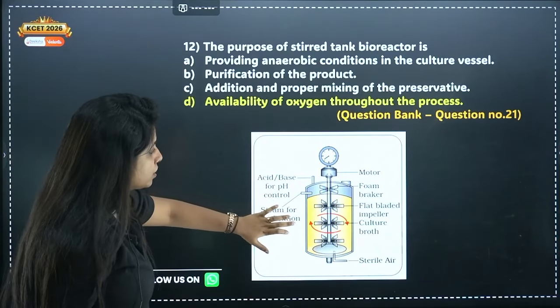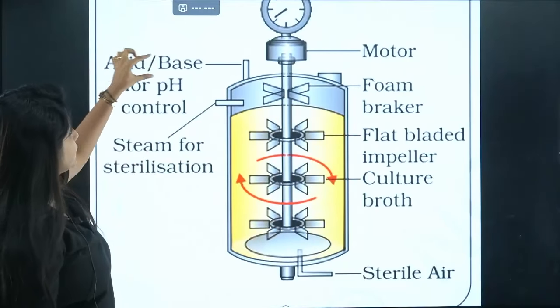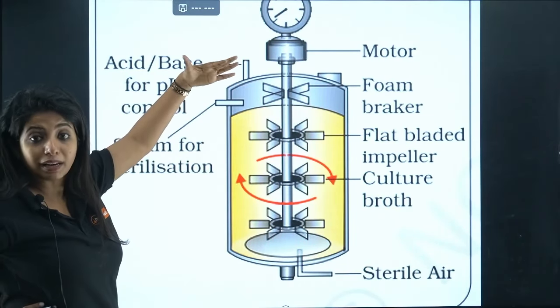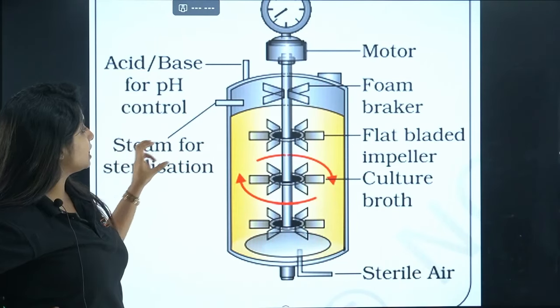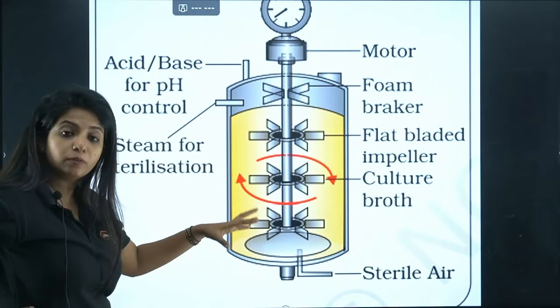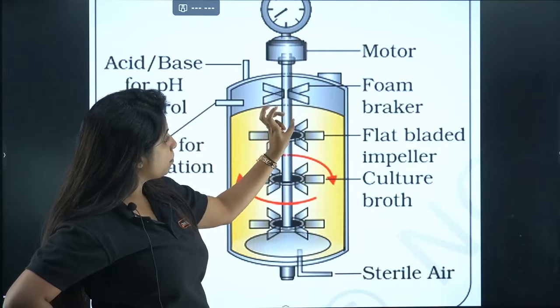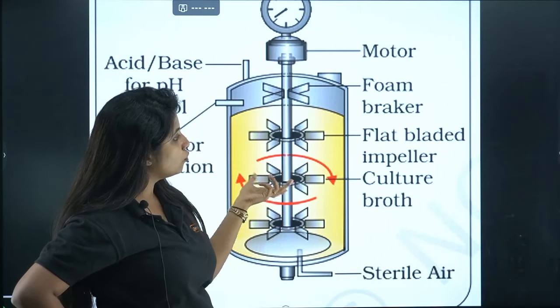This is super important. Listen, over here your acid and base for pH control is there, so that you understand whether the pH is maintained or not. There is a steamer for sterilization. Once it is all done, you pass the steam to sterilize it. There is a motor so that the impellers can move. These are the impellers that can move, my dear children.